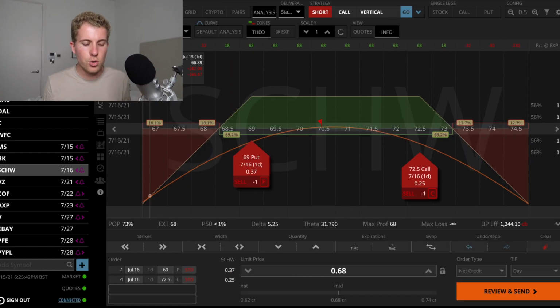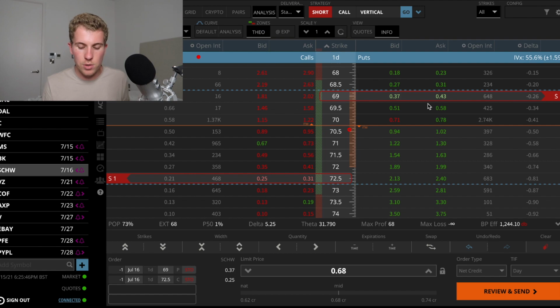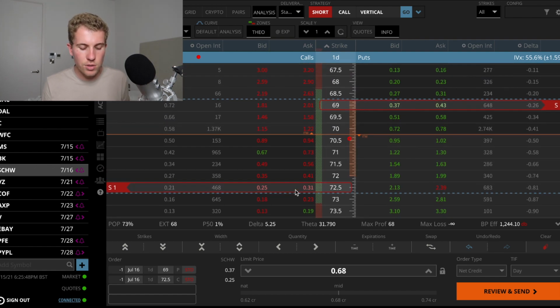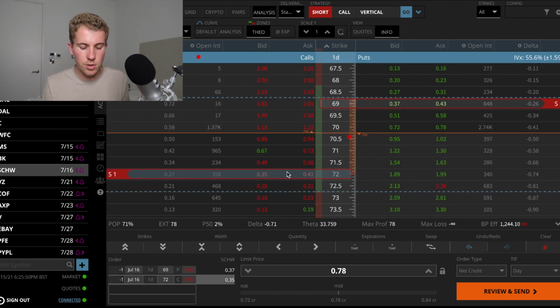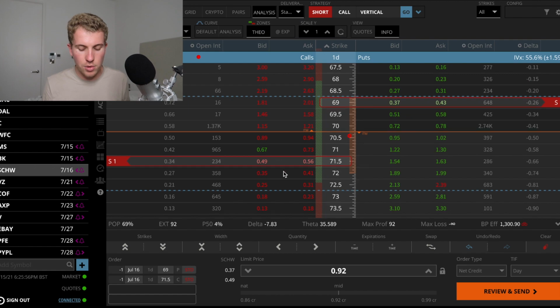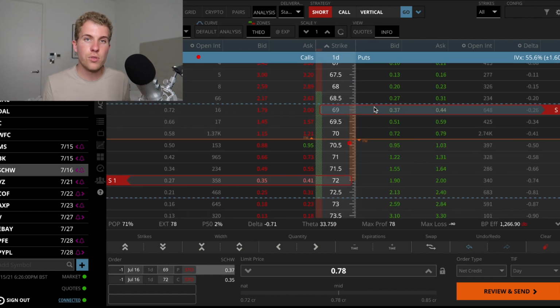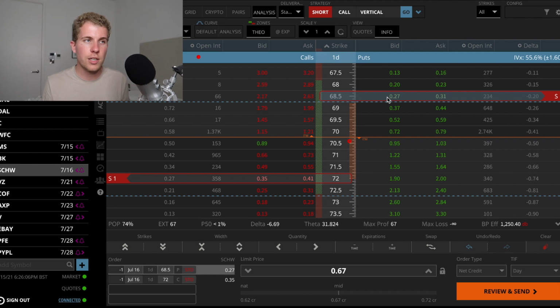So if we go into Schwab, this was the short strangle that I was looking at. I usually like to stick to the 25 delta in terms of strikes. I feel it's a good balance. I feel it gives me enough probability of profit, and I just feel comfortable. I don't like to go too close to the stock price because I still want a good probability of profit, but I still want to be close enough so I collect enough credit.